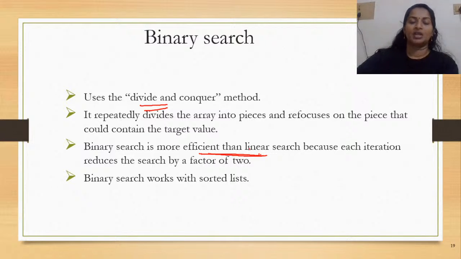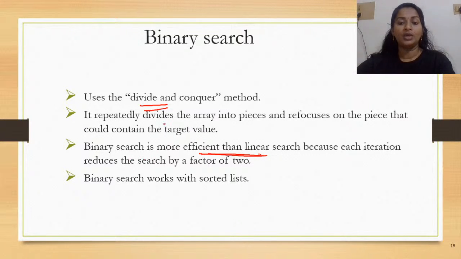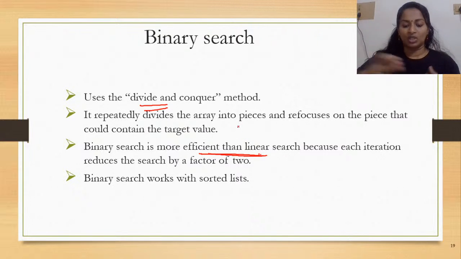Why? Because in the linear search, you will have to travel the entire array one by one. But in the case of binary search, the number of searches done is reduced here. How? Because each iteration reduces the search by a factor of 2. Okay. So it is actually reduction. So reduced by 2 meaning reduced to half. Okay, so the entire search is reduced to its half.